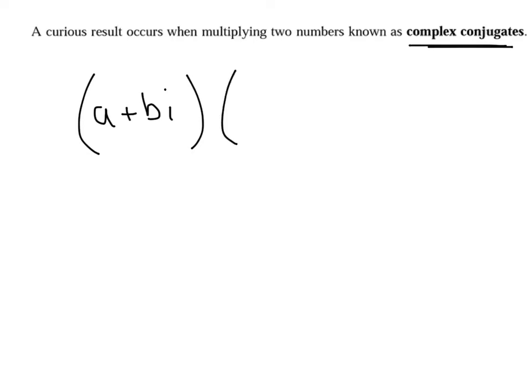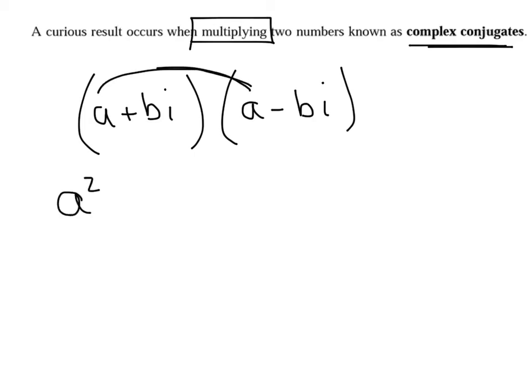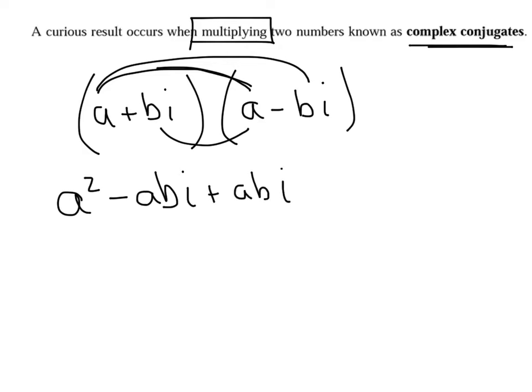All right, on this particular slide, I want to investigate a curious result that we get when we multiply two numbers known as complex conjugates. So a complex number is a plus bi, and what would its conjugate be? It would be a minus bi. Notice all we're doing is negating that second term. The first term remains the same. And so when we multiply these two, first times first is going to give me a squared. The outer is going to give me negative abi. The inner is going to give me positive abi. And then the last is going to give me negative b squared i squared.